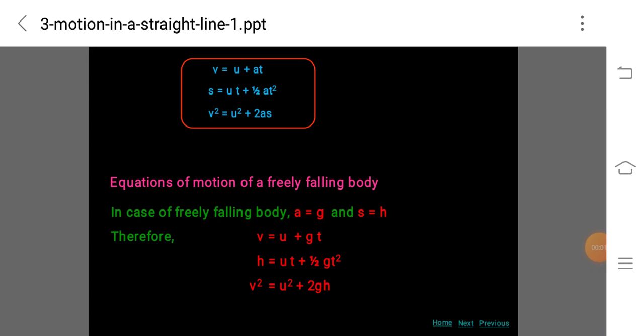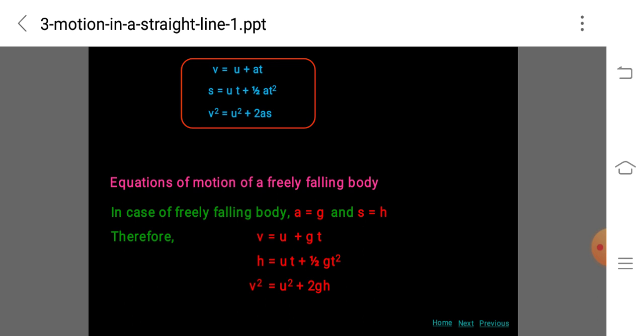Good morning, students. We already studied the equations of motion, that is v = u + at, s = ut + ½at², and v² = u² + 2as. We have seen their proof by the calculus method. Today we are going to study the equations of motion of a freely falling body.